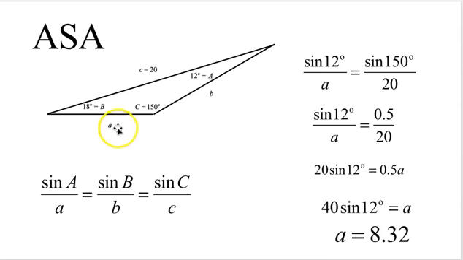So that enables us to solve for little a. We can also solve for little b using this part of the law of sines. Sine B over little b equals sine C over little c.